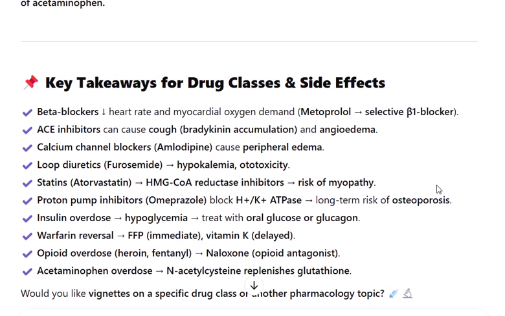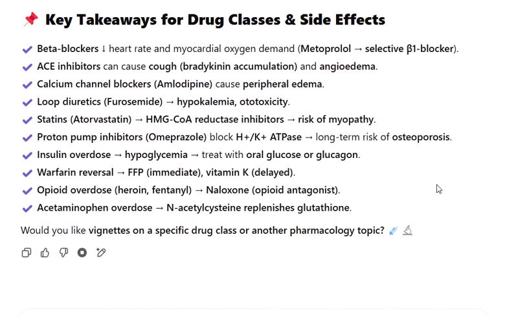Key takeaways for drug classes and side effects. Beta blockers decrease heart rate and myocardial oxygen demand; Metoprolol is a selective beta-1 blocker. ACE inhibitors can cause cough, bradykinin accumulation, and angioedema. Calcium channel blockers, Amlodipine, cause peripheral edema. Loop diuretics, Furosemide, cause hypokalemia and ototoxicity. Statins, Atorvastatin, are HMG-CoA reductase inhibitors with a risk of myopathy. Proton pump inhibitors, Omeprazole, block H+/K+ ATPase, with long-term risk of osteoporosis.